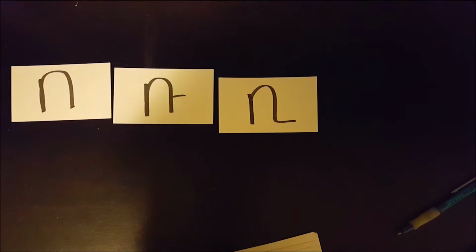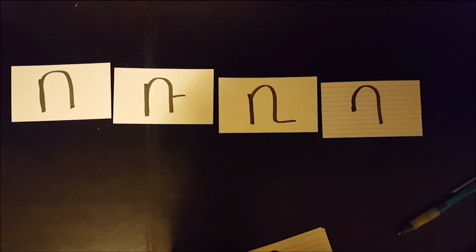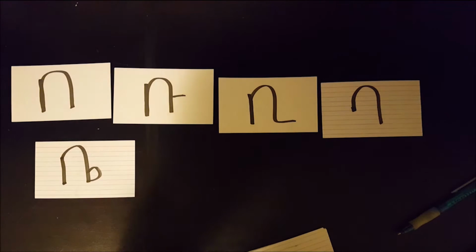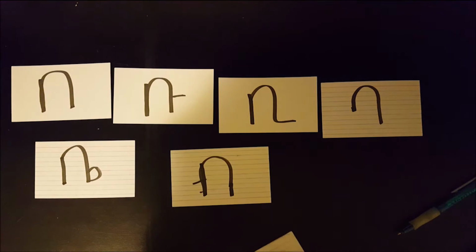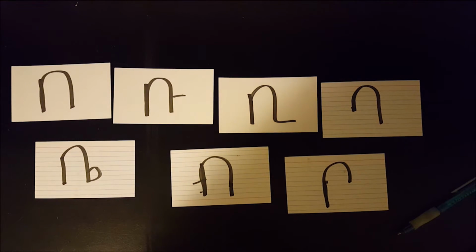Second one would be Bu. Third one would be Bi. Fourth letter would be Ba. Fifth would be Be. Sixth letter would be Bi. And last one would be Bo. So this all is one family.